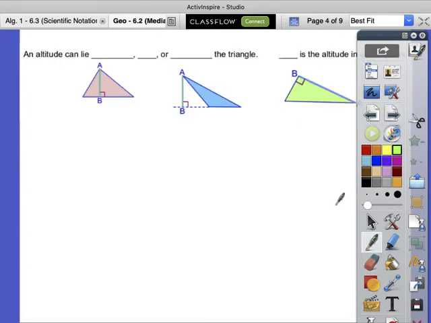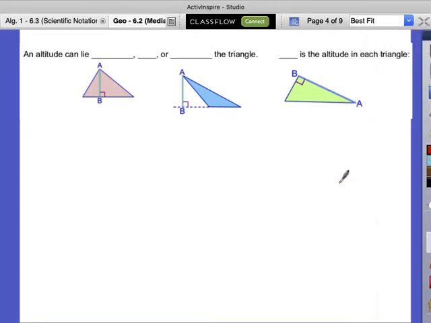Now I said a moment ago that the altitude goes to the opposite side or the line containing the opposite side. We'll see that here. An altitude can either lie inside the triangle, like in this first example, where we see the altitudes entirely inside the triangle. On this last one, the altitude is actually on the triangle, because this could be the altitude, or this could be the altitude here. So either of those could actually be the altitude there.